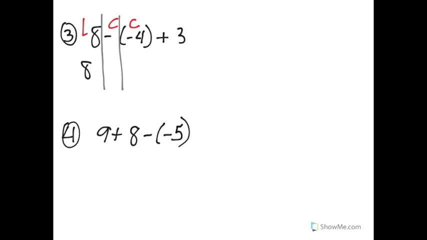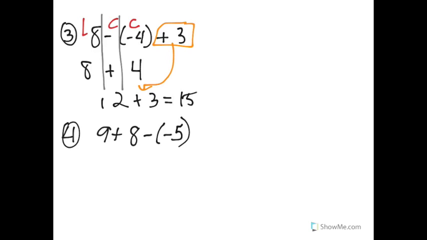So we leave the 8, we change the minus to a plus, and we change the -4 to a +4. So we'll do 8 plus 4, which is simply just 12. And we'll take this +3, and we drop it down. And we do 12 plus 3 is 15. That was pretty easy. So 8 minus -4 plus 3 is simply just 15.